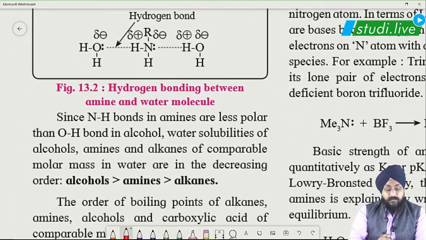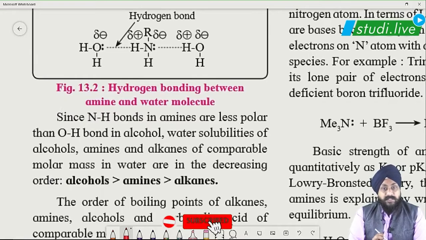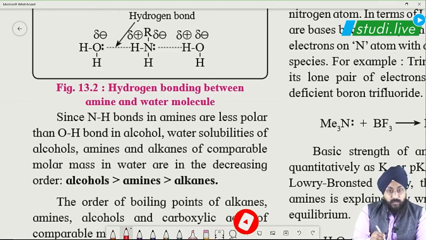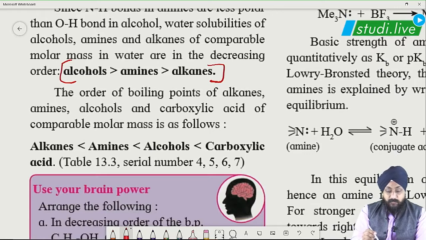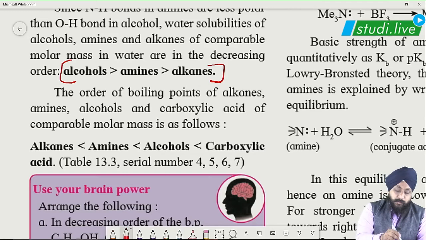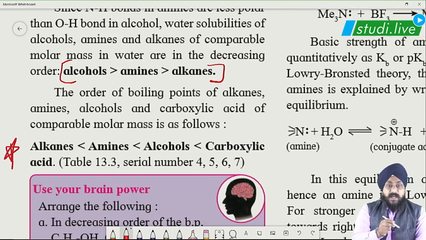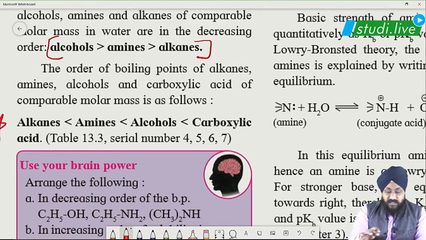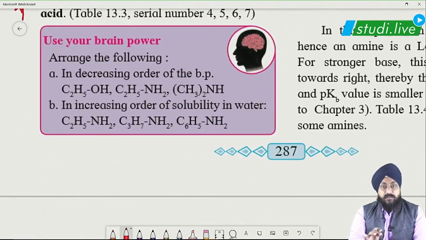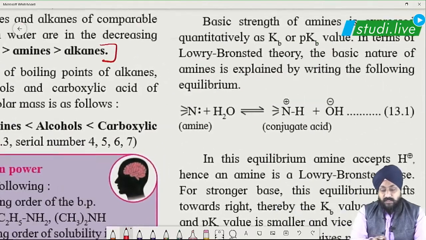The N-H bond in amines is less polar than the O-H bond in alcohols. So the solubility of alcohol is more than that of amine, and amine is more than alkane. If you compare with carboxylic acid, carboxylic acid will be more than alcohol, alcohol more than amine, and amine more than alkane. In other words, alkane is less than amine, amine is less than alcohol, and alcohol is less than carboxylic acid.